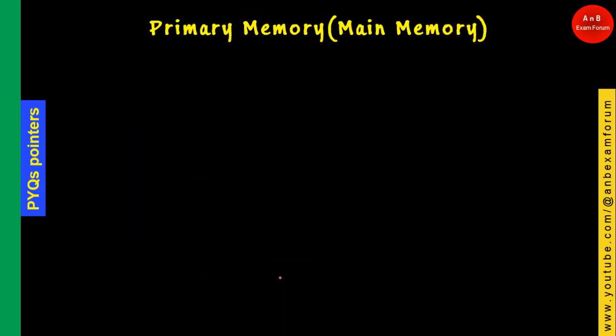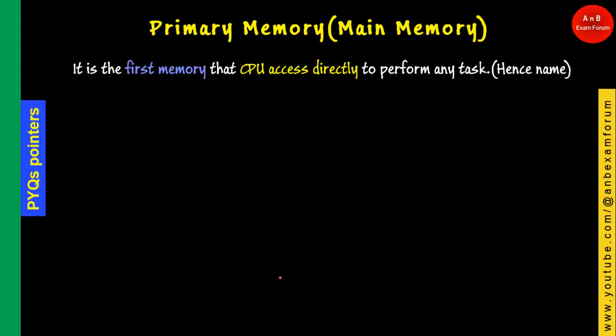Coming to the primary memory or the main memory, the first thing you should remember is why it is called the primary memory or the main memory. Because it is the first memory that the CPU accesses directly to perform any task. Whenever it wants some information or data, it is the first memory it will look at. So the CPU will access the primary memory first, and afterward it is going to access the secondary memory.